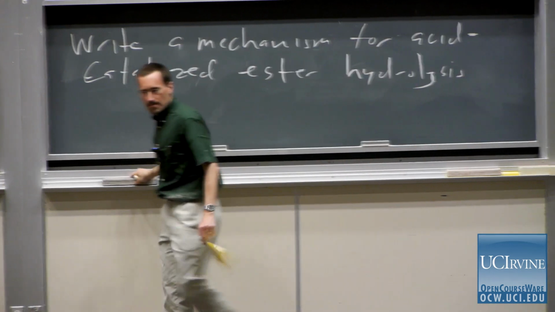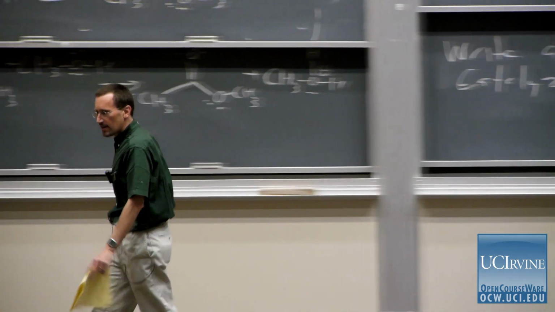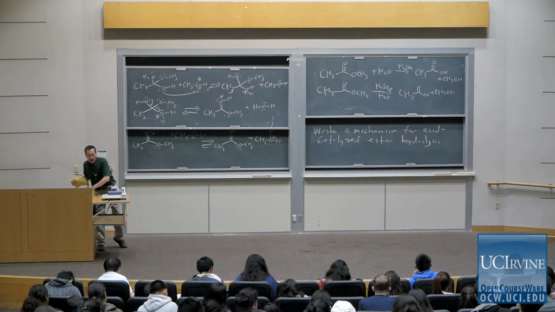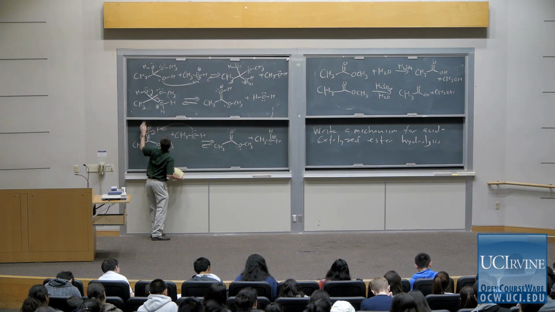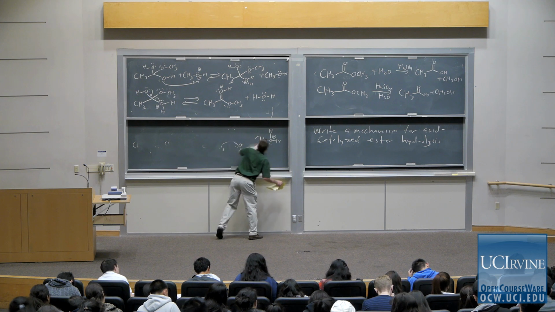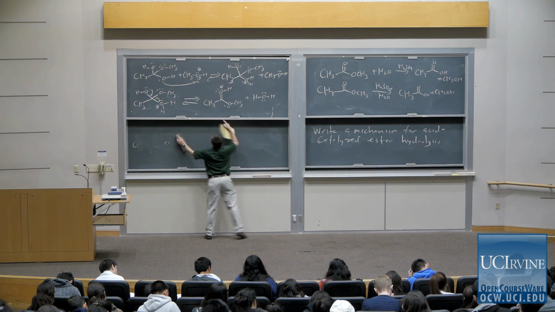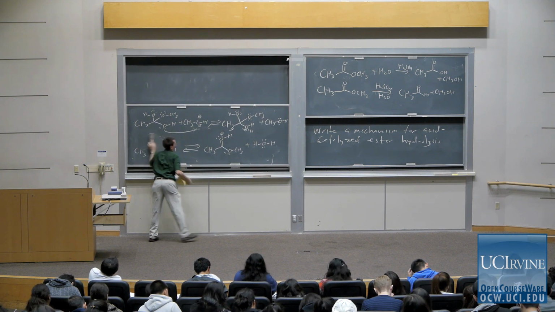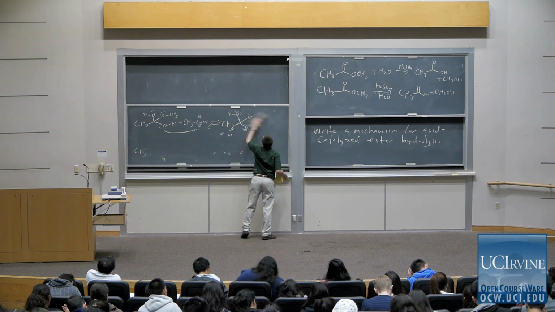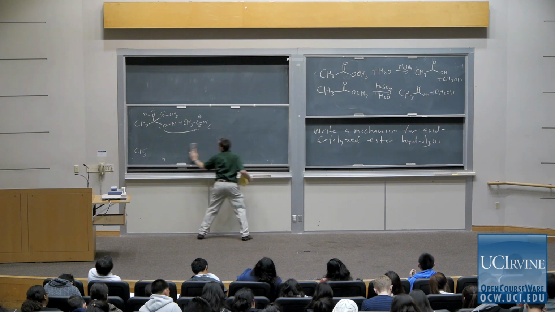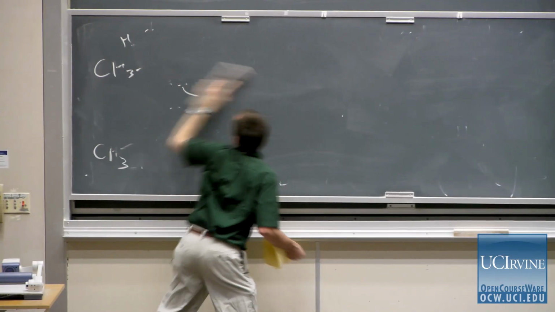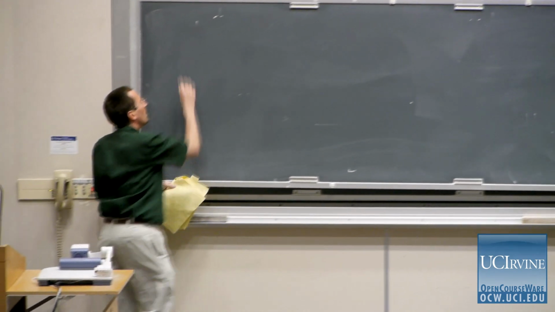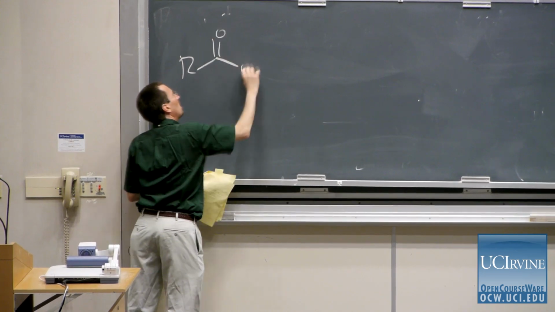It's identical to the mechanism that I just wrote up, but in reverse. And you can figure that out. All right. I want to move on to a little bit of other chemistry of esters, carboxylic acids, and then talk about amides and nitriles. And again, I'll keep things kind of simple and general.